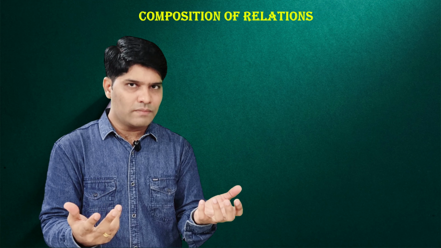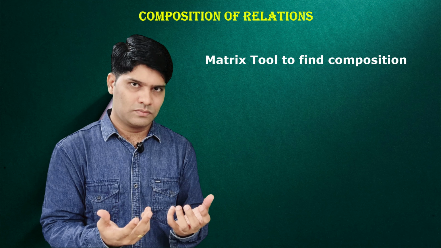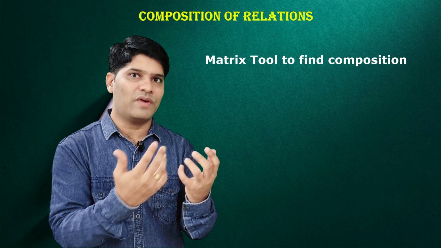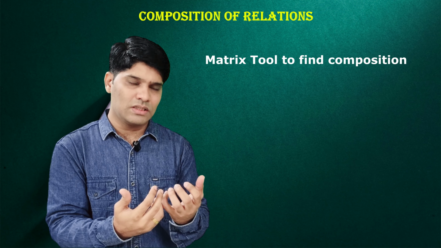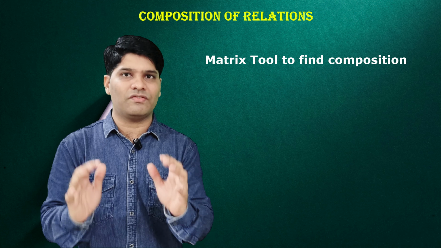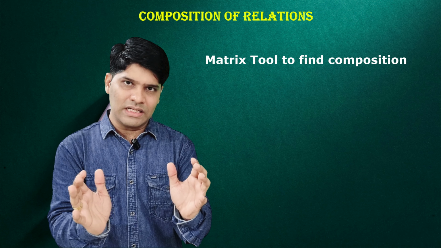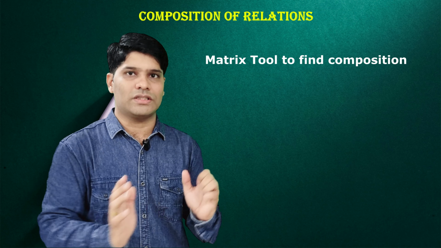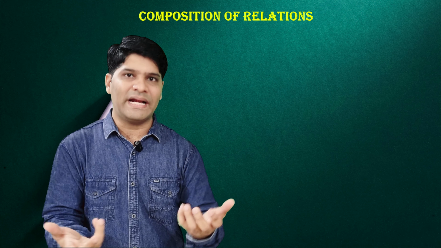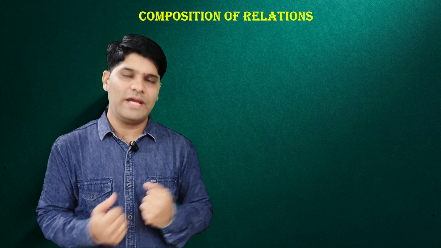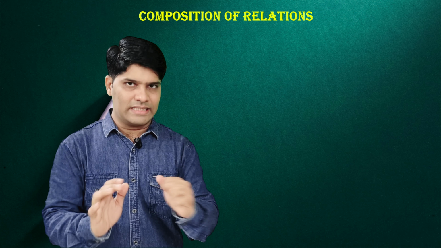So we have another tool, namely the matrix tool. Okay, so matrix helps us to find the composition of two relations. So now we will look at the matrix of a relation. If there is a relation, there is a matrix defined for that relation. So how do we compute the matrix for a given relation? Okay, so let us understand via an example.